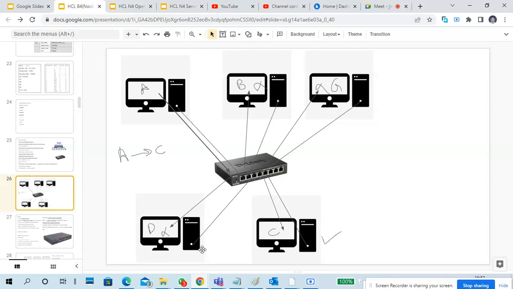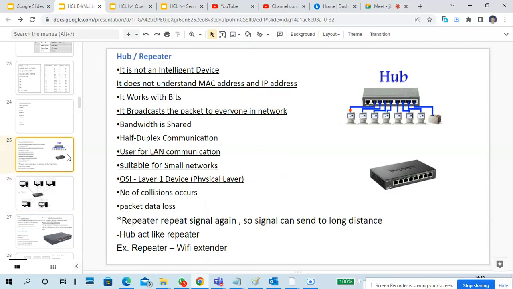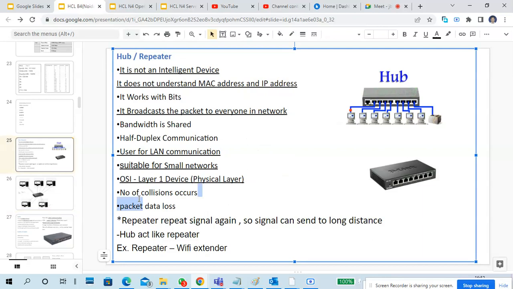But every time B tries to send a packet to C, again the packet goes to the hub, which broadcasts the packet to everyone. For example, C tries to send a packet to D. The packet goes to the hub, which distributes it to everyone. So this is only broadcast. So a number of collisions will occur, and a lot of packet loss is possible.